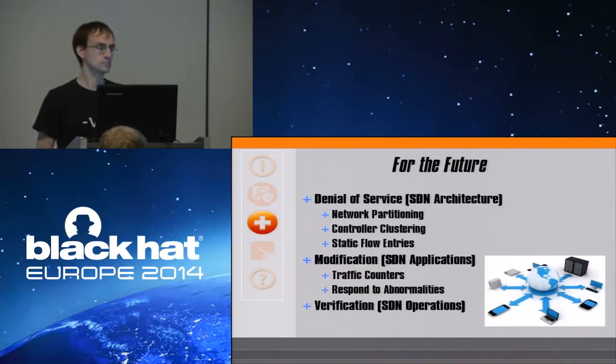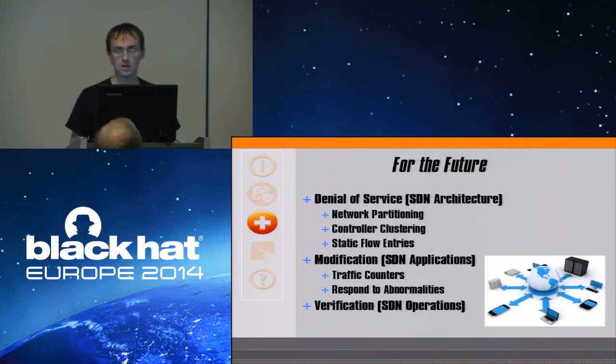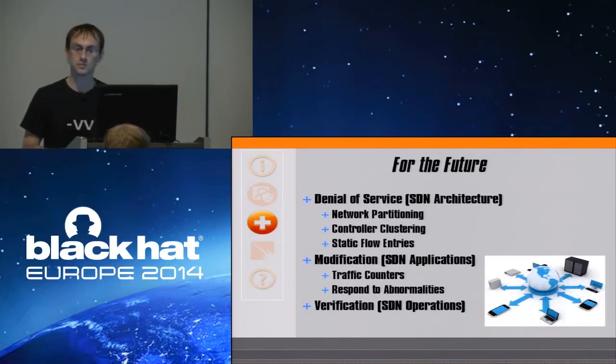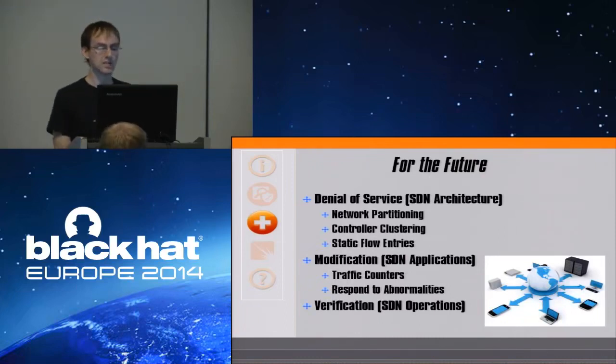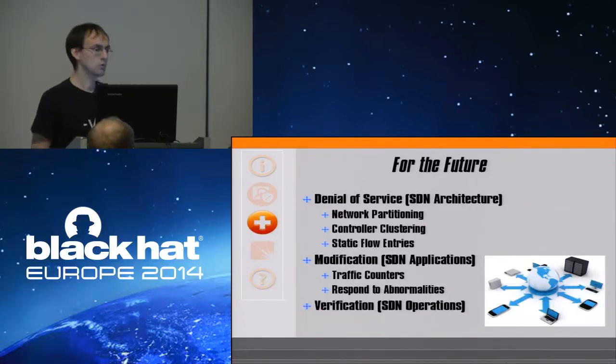The future is a little different. Okay? We need to begin to think about how we put together these environments, the bigger picture. To protect against denial of service, it's going to be all about SDN architecture. Right? Network partitioning. Slice up that network, have different sets of controllers handling different aspects of different parts of the network. Controller clustering, you're talking about an HA situation. Great. And then, of course, static flow entries.